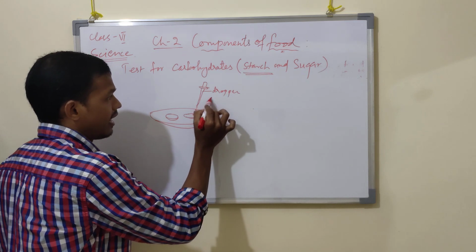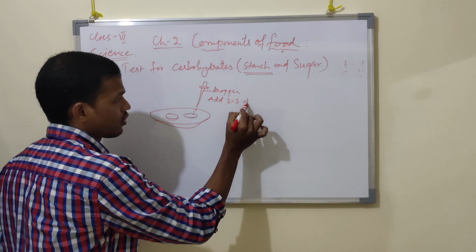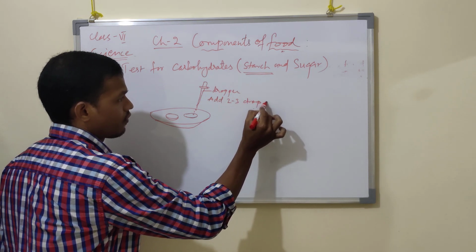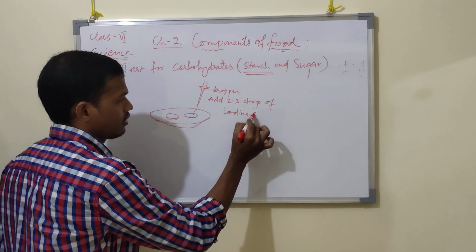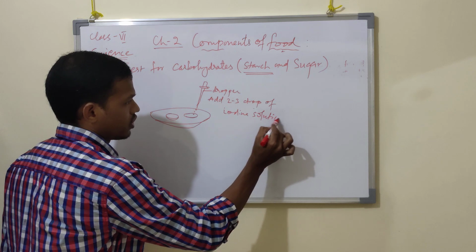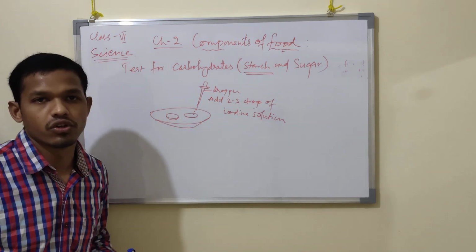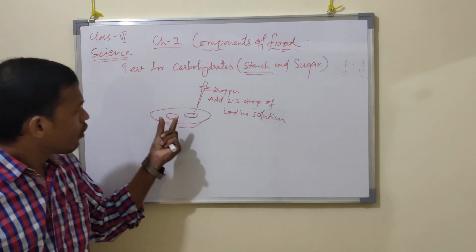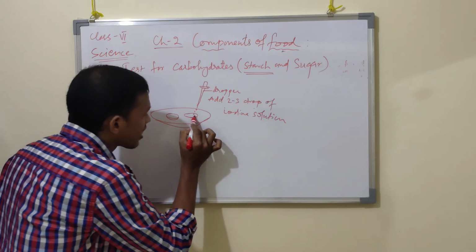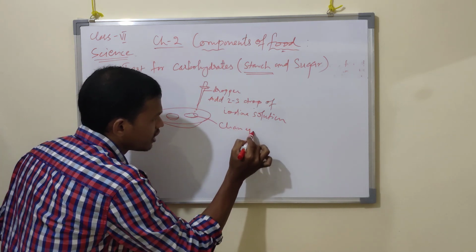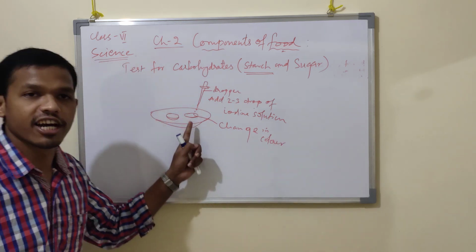You add 2 to 3 drops of iodine solution to the food item. After some time, you will observe a change in color in the food item.